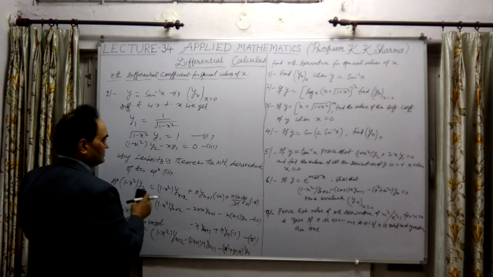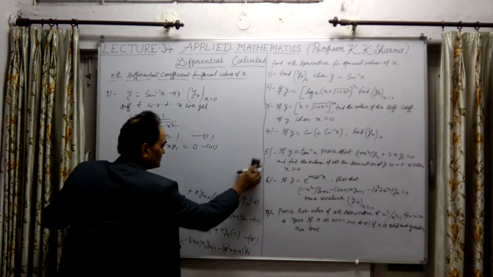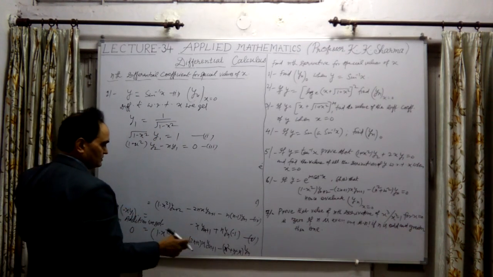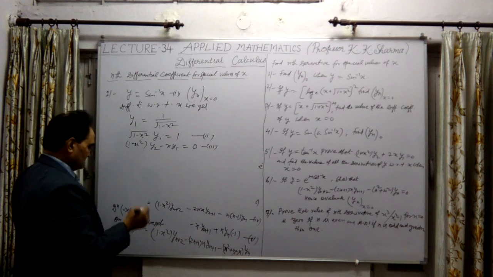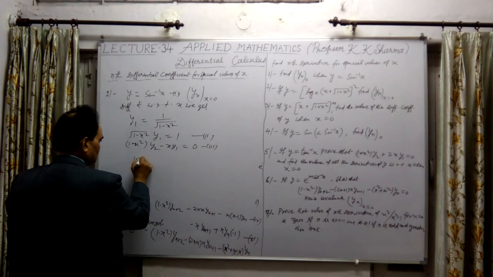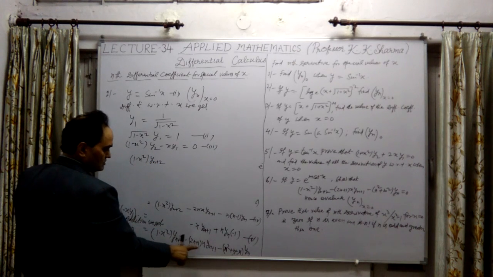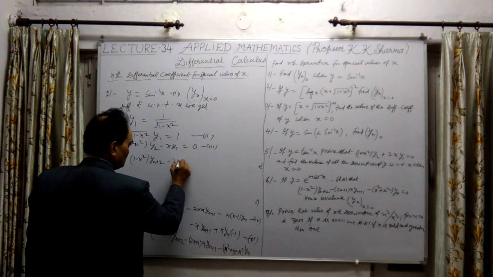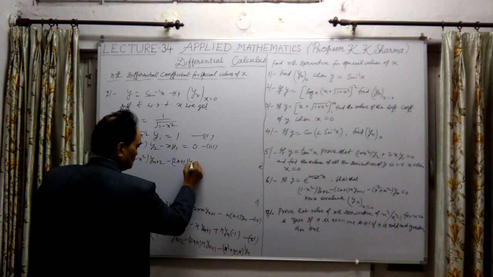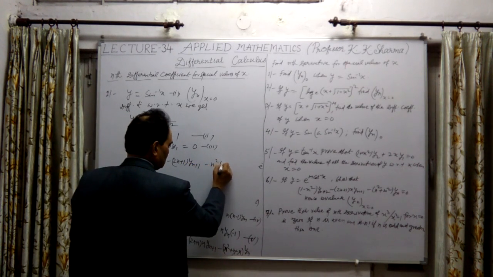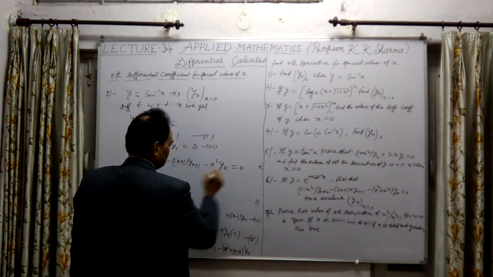And now let me write it here in the series of this. Okay, this is the third equation. This is the fourth, let me take, or sixth, whatever. Sixth, let me take. 1 minus x square into y n plus 2 minus (2n plus 1) x into y n plus 1, minus n square into yn equal to 0.